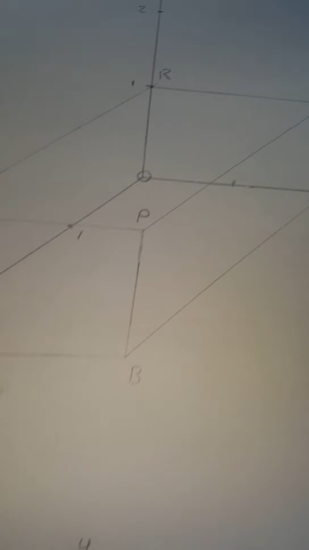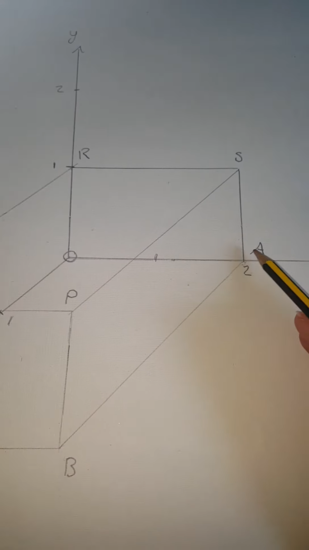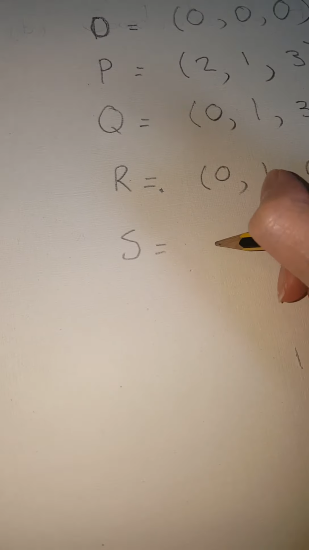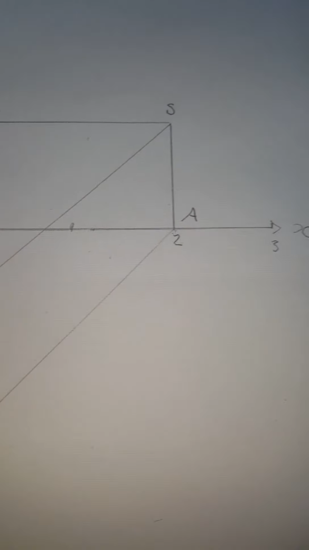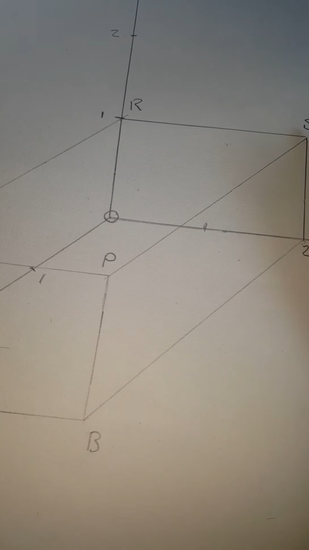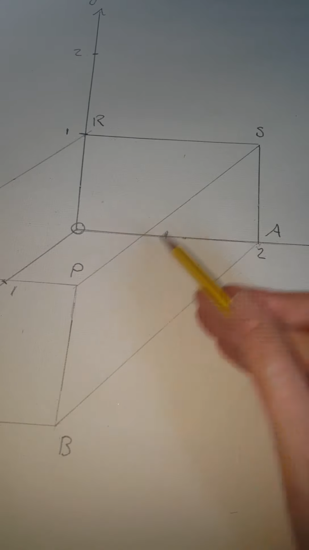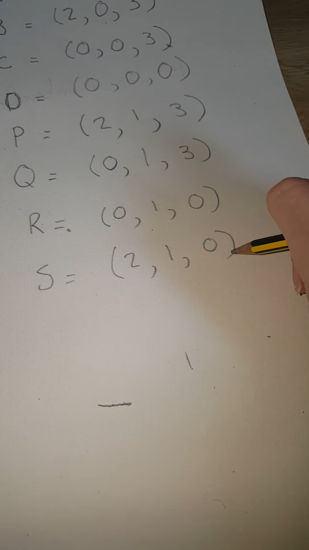Okay, finally S. I go along my x coordinate 2 places, so my x coordinate is 2. I go up 1 place in the y, so the y coordinate is 1. Okay, and I don't come out at all in my z axis, so my z coordinate there is going to be 0.